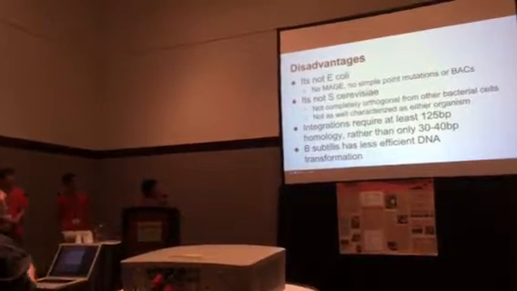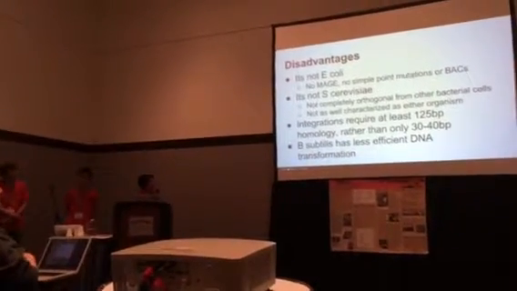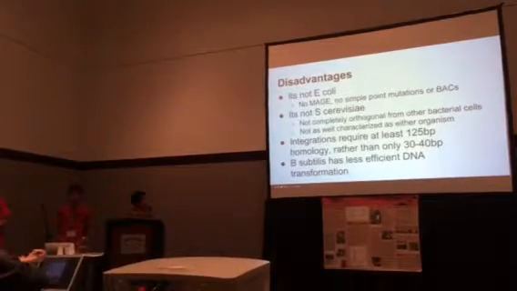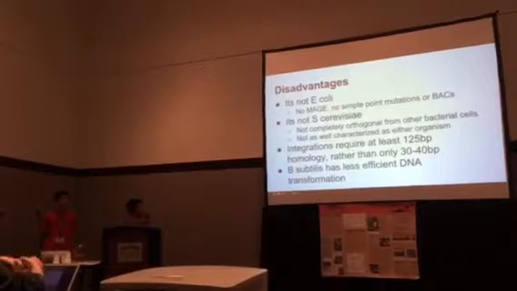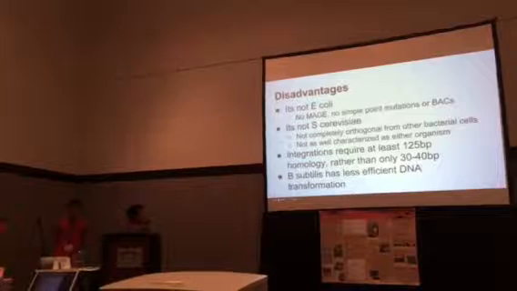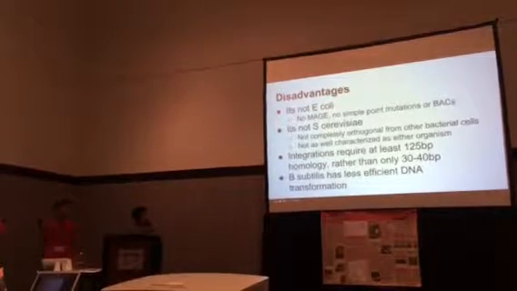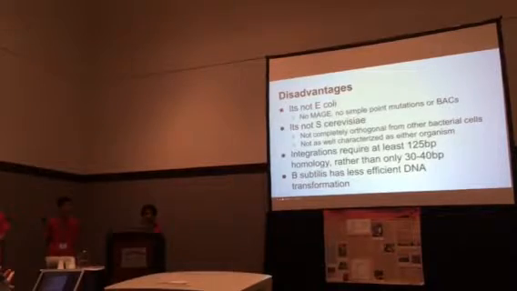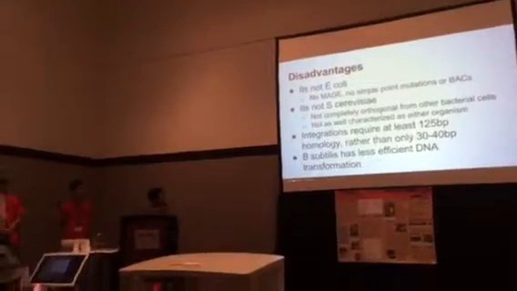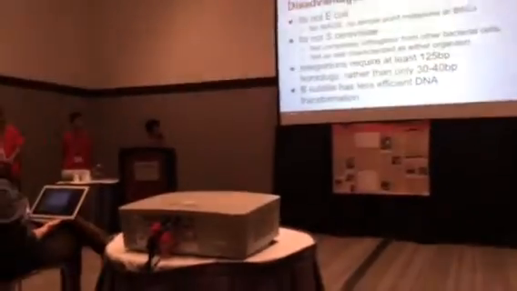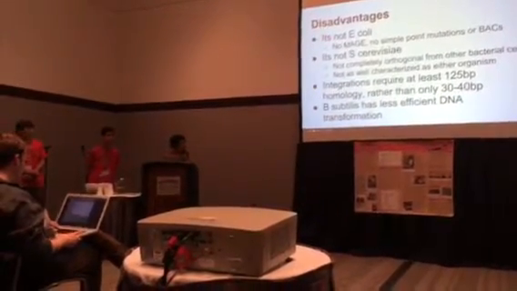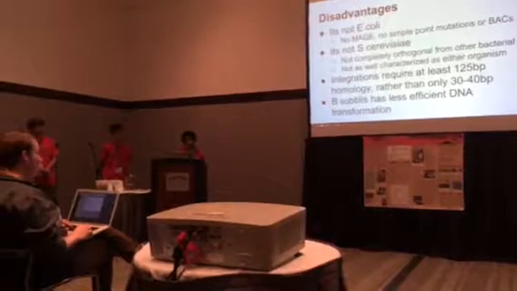So, disadvantages: it's not E. coli, so you can't use MAGE, no simple point mutations, or bacterial artificial chromosomes. It's not Saccharomyces cerevisiae, so it's not completely orthogonal from other bacterial cells, and it's not as well characterized as either of these organisms. And integrations require at least 125 base pairs of homology, rather than only 30 to 40 base pairs. And Bacillus subtilis is less efficient at DNA transformation.